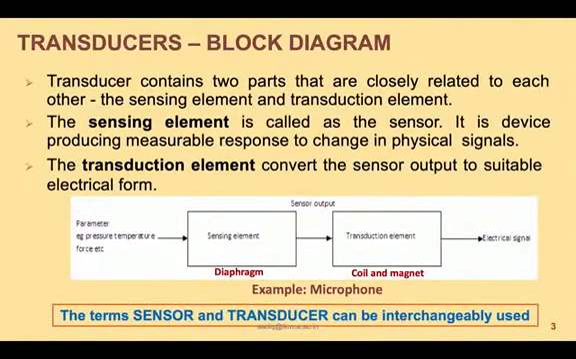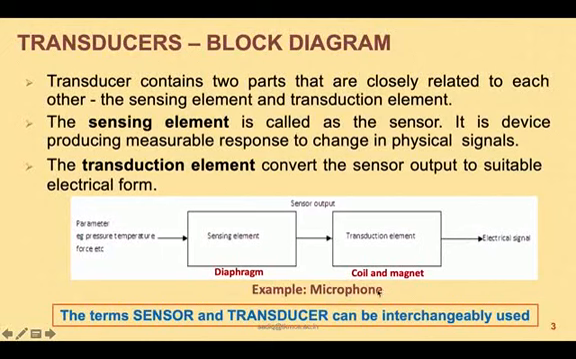Transducers contain two parts that are closely related to each other: the sensing element and a transduction element. The sensing element is called a sensor. It is a device that produces a measurable response to the change in physical signal, whereas the transduction element converts the output signal from the sensor to a suitable electrical signal.